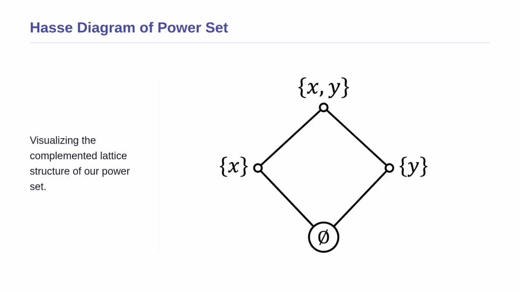To make this even clearer, let us look at the visual representation of our power set lattice, known as a Hasse diagram. At the very bottom, you see the empty set, representing our 0 element. At the very top is the full set, representing our 1 element. On the left and right are our single element subsets. If you trace the paths upward, combining the left and right nodes pushes you to the top. Finding their common ground pulls you down to the bottom. This elegant diamond shape is the classic visual signature of a simple complemented lattice.